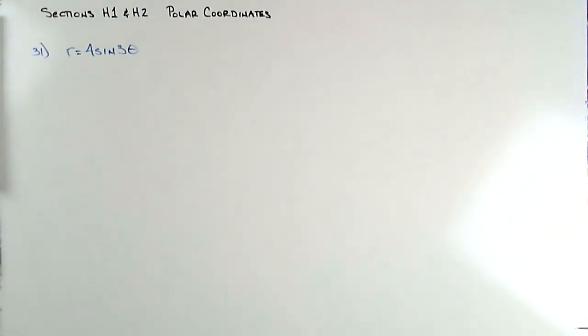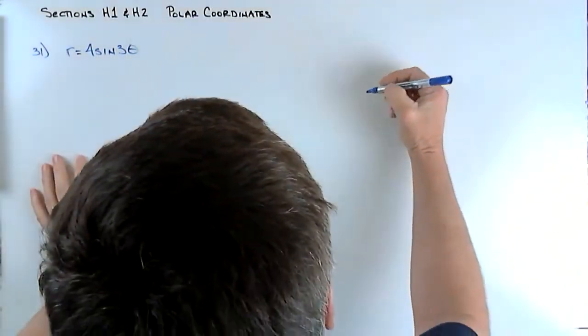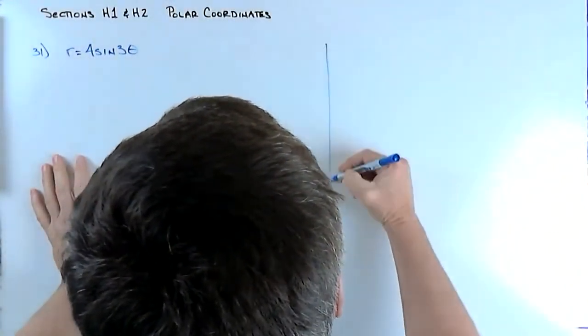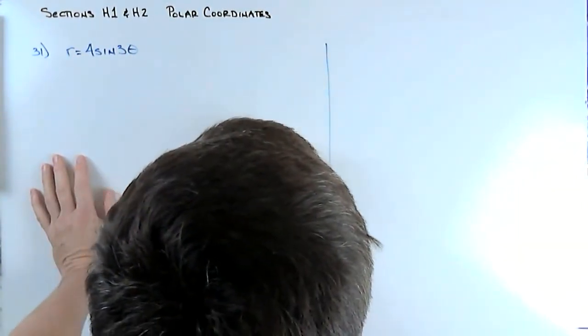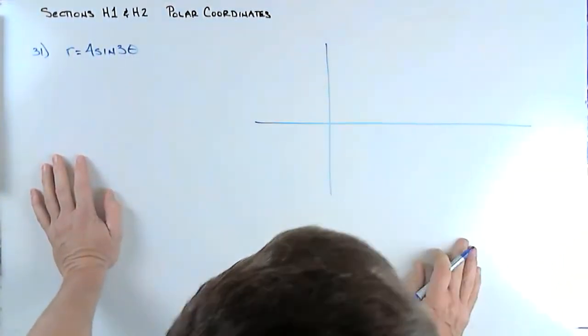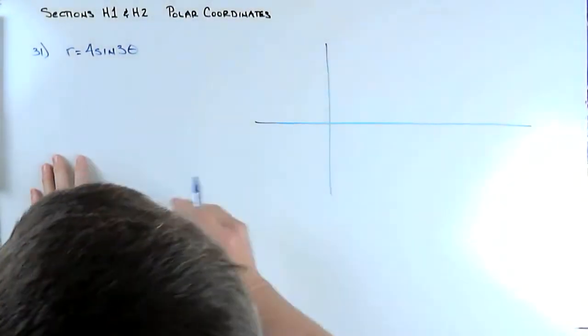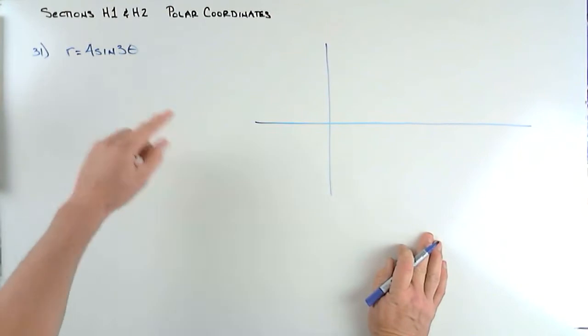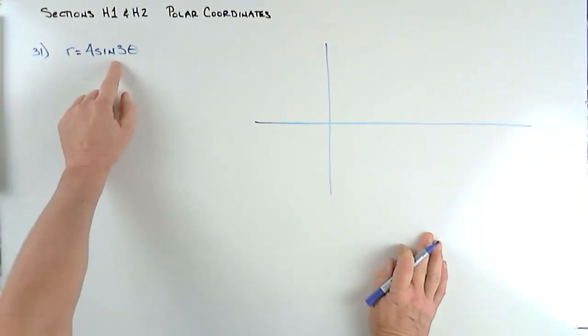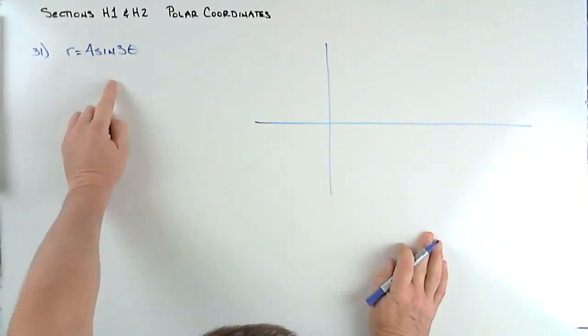So we have this equation, r = 4 sin 3θ. I said one way to do this in class was to plot points, but a second way is to draw the graph of the trig function and then transform that graph onto our polar axis. I'll demonstrate that technique now.